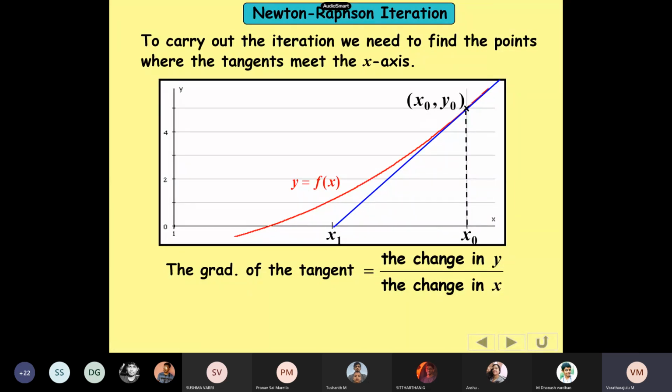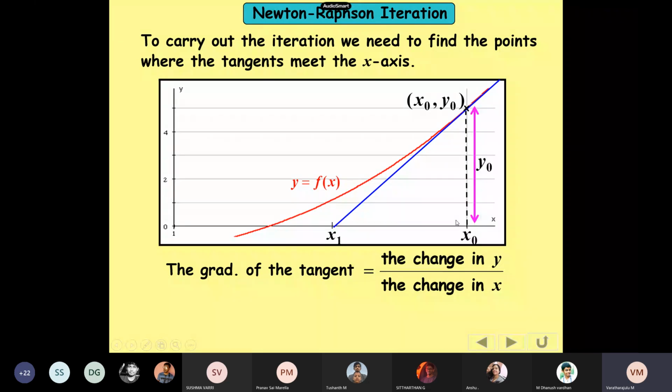We are going to approach the alpha value with these physical phenomena, these principles, and this mathematical calculation. The gradient of the tangent is equal to the change in y over the change in x, right? We know tan theta is opposite by adjacent, so the change in y divided by the change in x.